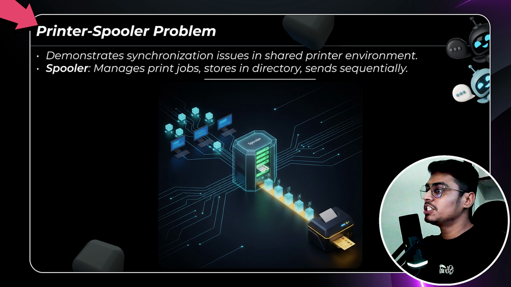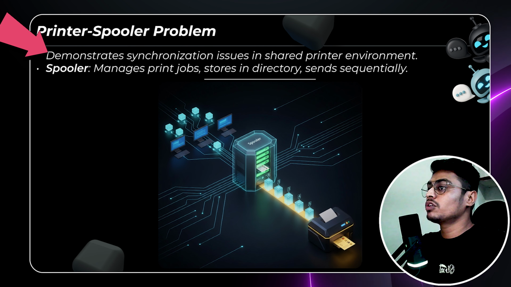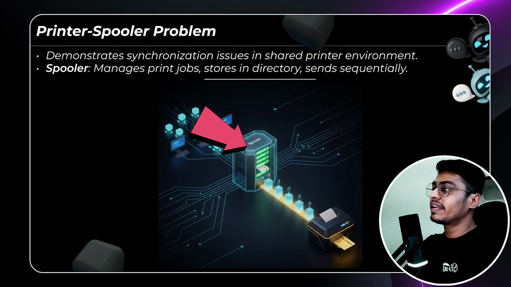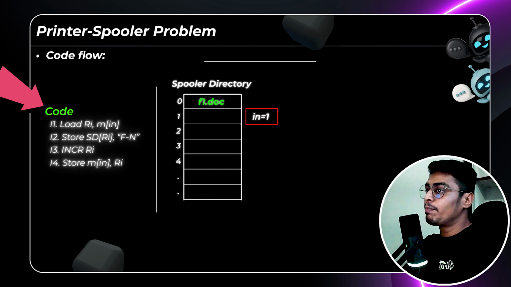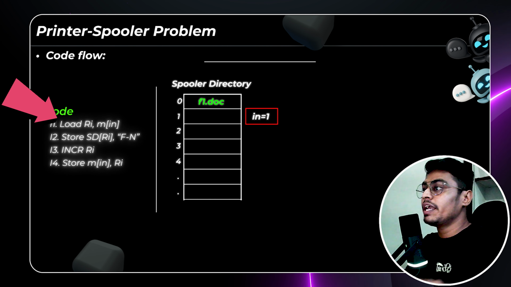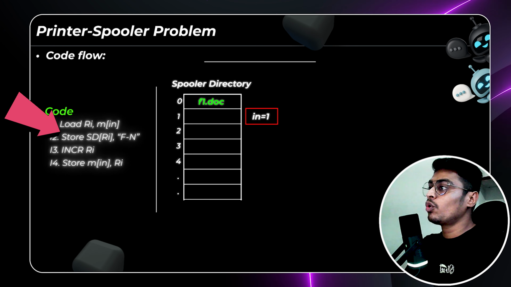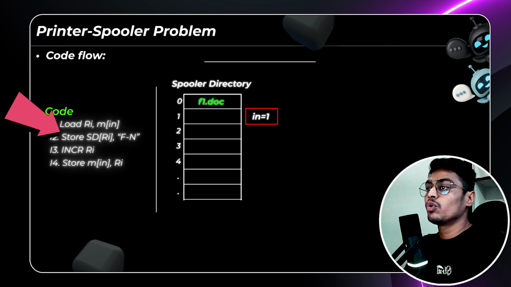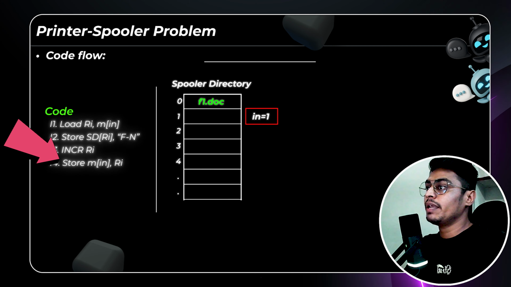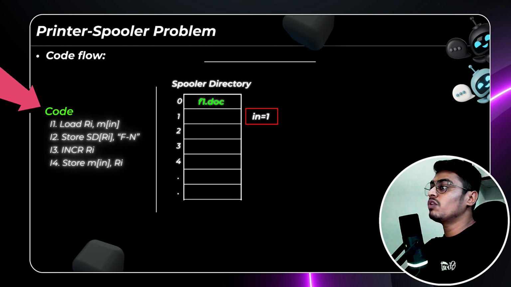Now we will see the printer-spooler problem. The printer-spooler problem demonstrates process synchronization issues in a network environment with multiple users sharing a single printer. A spooler is a program that manages print jobs by storing them in a directory and sending them to the printer sequentially. When a process wants to print, it must execute this code. Load m in RI, which loads the next empty slot position. Second, store file name in spooler directory at RI, which stores the file in that position. Then increment RI to move to the next position, and store RI in m to update the empty slot pointer. So this is the 4-line code that has to be executed when we print a file.